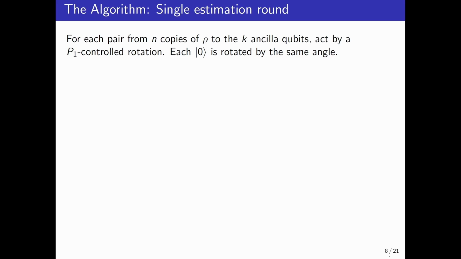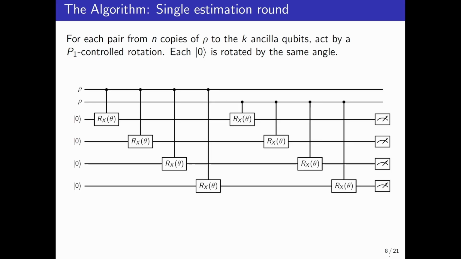From each of the n copies of rho to each of the k ancilla qubits, we apply the P1-controlled rotation gate, leading to a total of n times k of these gates being applied. The rotation parameter for all of these gates is theta, which is also to be determined later. For the case of n equals 2 and k equals 4, this is how the circuit looks. Here, think of the usual control as just the P1 control. After applying these gates, the k ancilla qubits are all measured in the computational basis. This describes all the quantum parts of the algorithm.